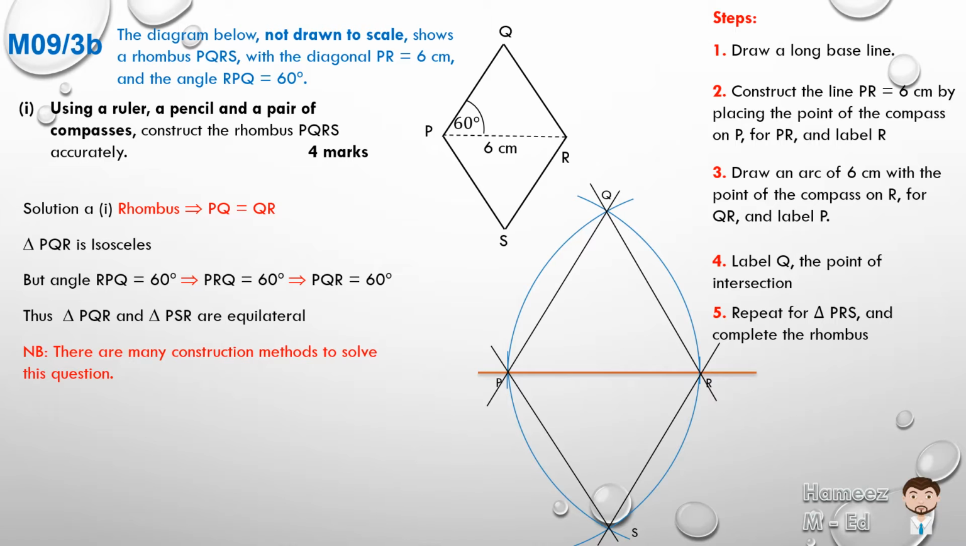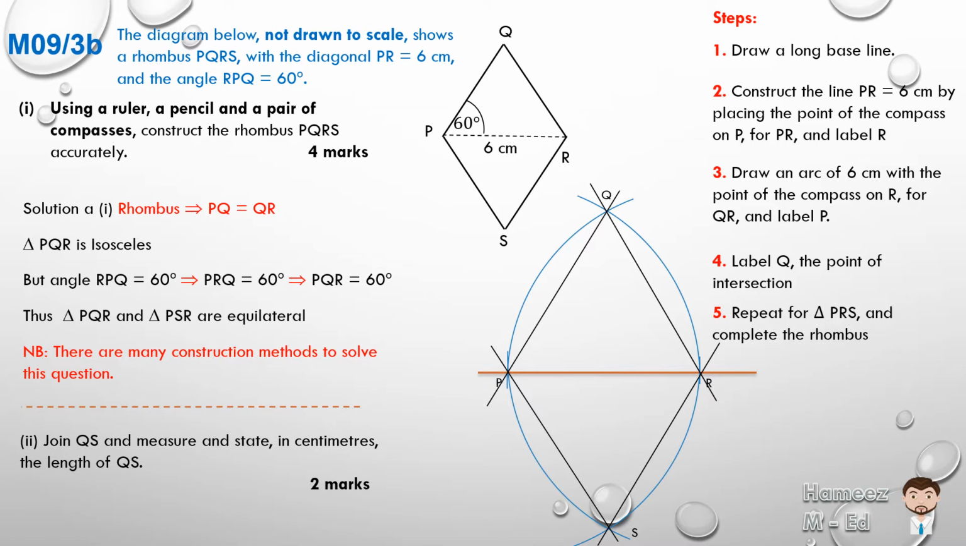So you can double check it and you will find that all four sides, the angles, the lengths are the same, 6 centimeters, and the angles are 60 degrees throughout in each of the triangles. Part 2, join QS and measure and state in centimeters the length of QS. So if we draw a line from Q to S and then we measure it, we will get the QS length.